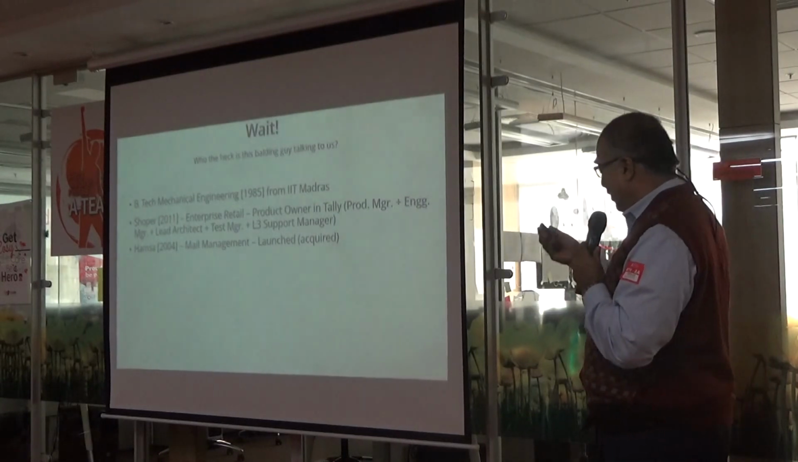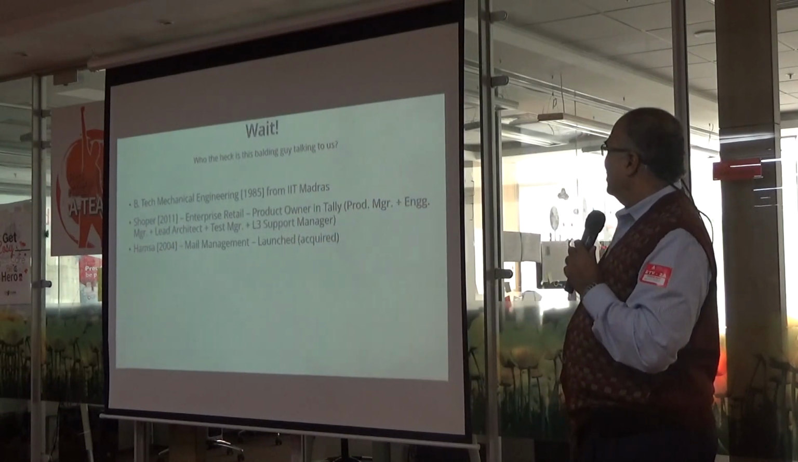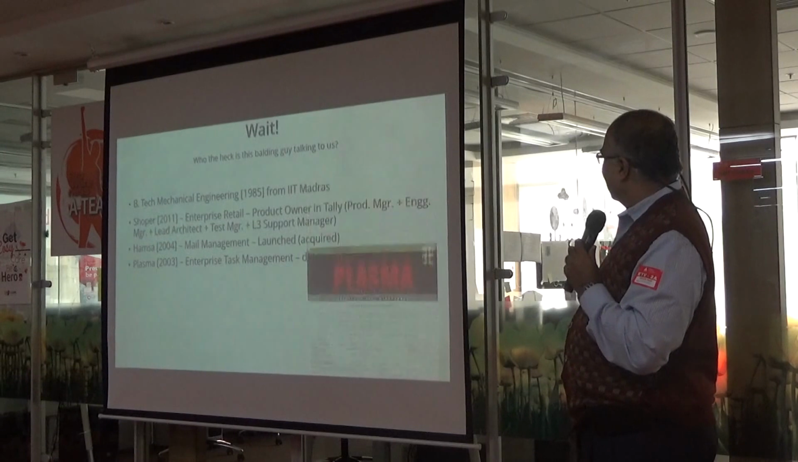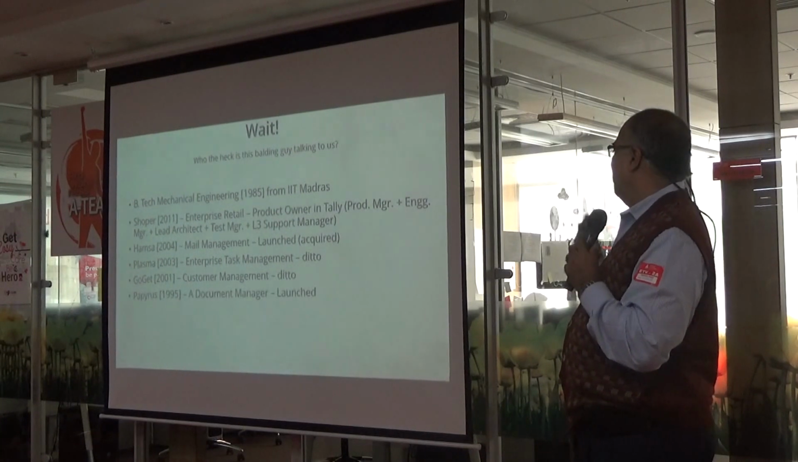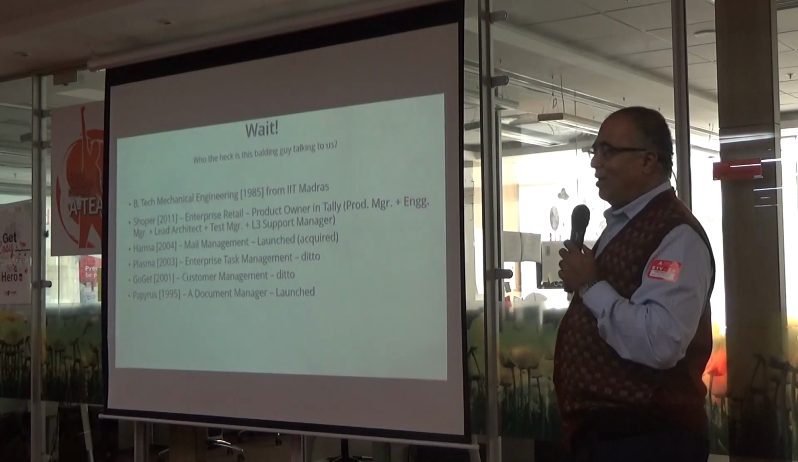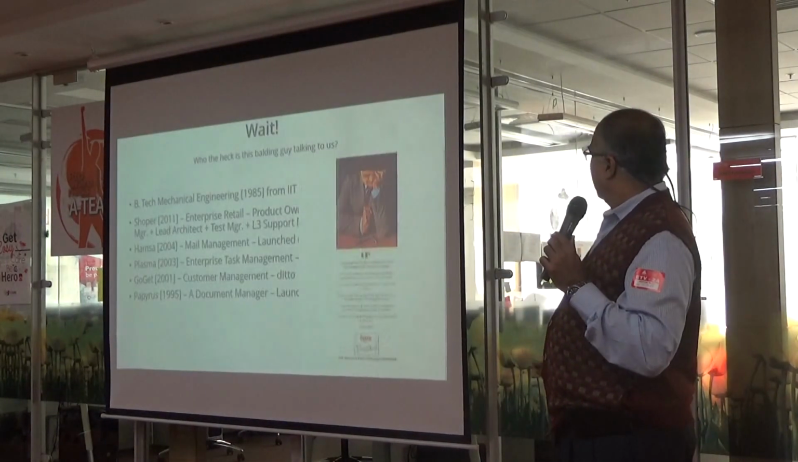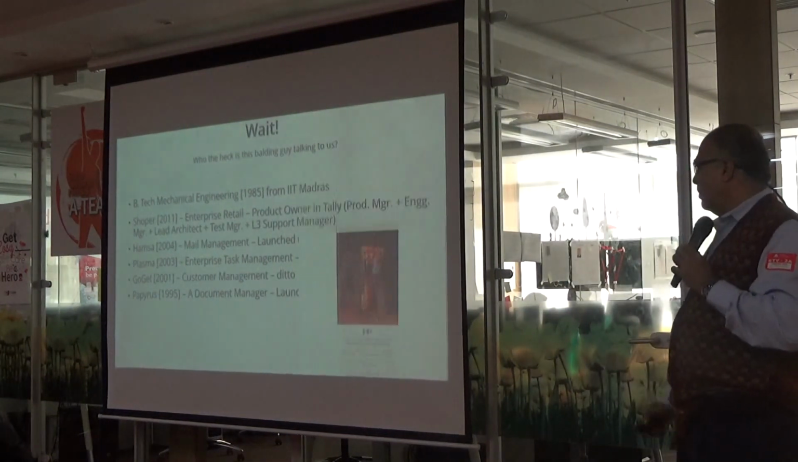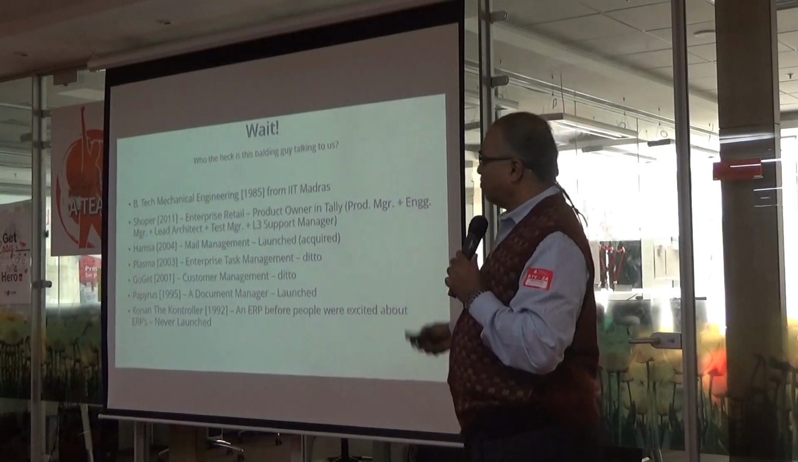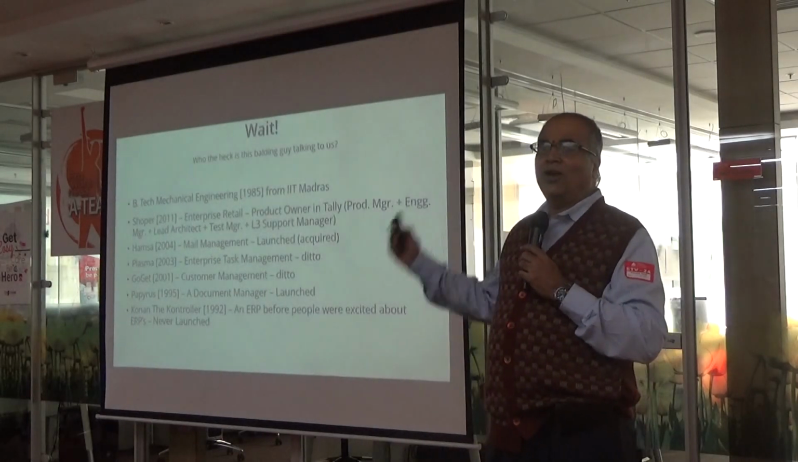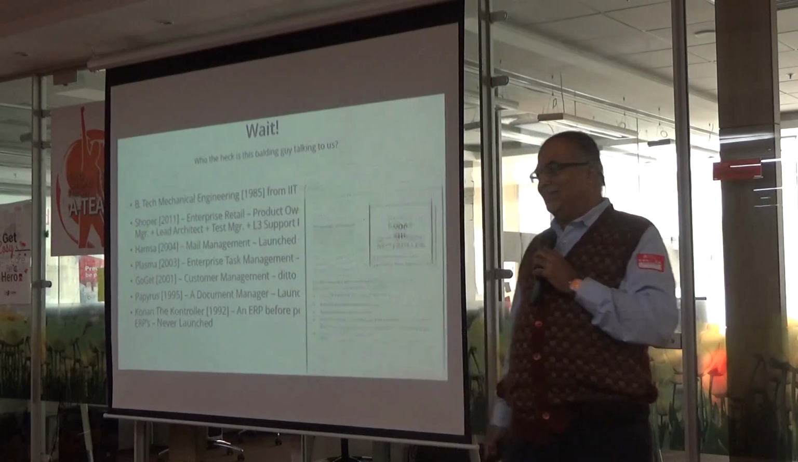So, I've written a lot of products. In 2004, I launched a product called Hamsa, which was a mail management product. In 2003, there was an enterprise task management product. There's GoGet, which was customer management. Back in 95, probably, I don't know how many. There was a product called Papyrus, which was a document manager. It was running on DOS. And Conan the Controller is where I started. I never managed to launch it. So I had a lot of experience with products, and I know how hard it is.